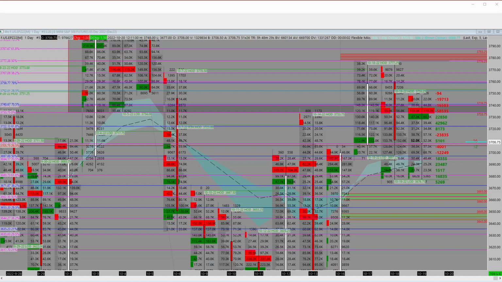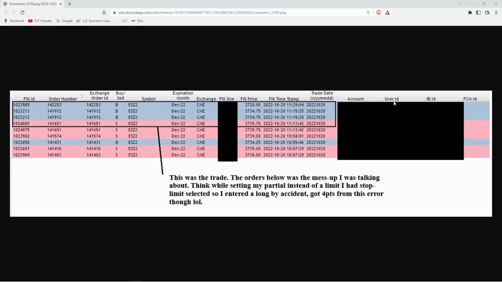But hold on, let me pause this. I'll pull up a 1 minute chart. Here we are. I just want to show my executions. If you guys would like, you could obviously pause this and see. This was the actual trade I took here. These orders down here were that error I was talking about.